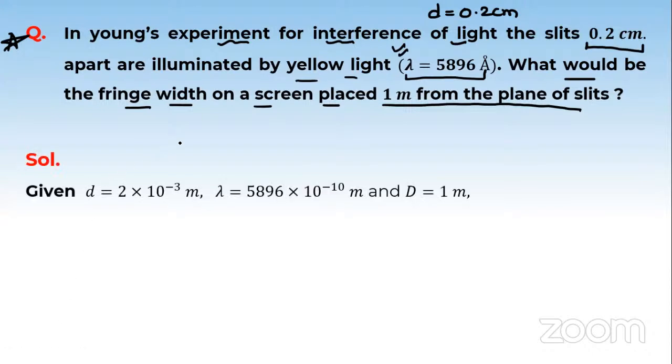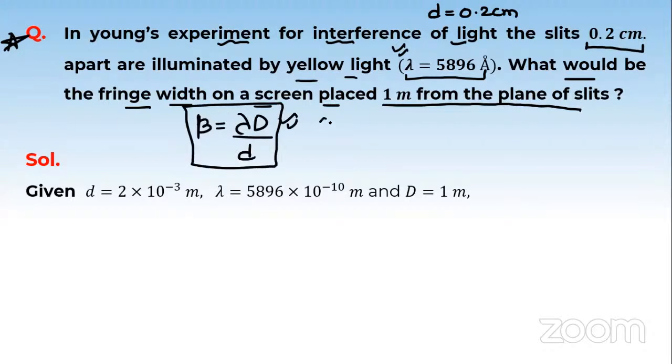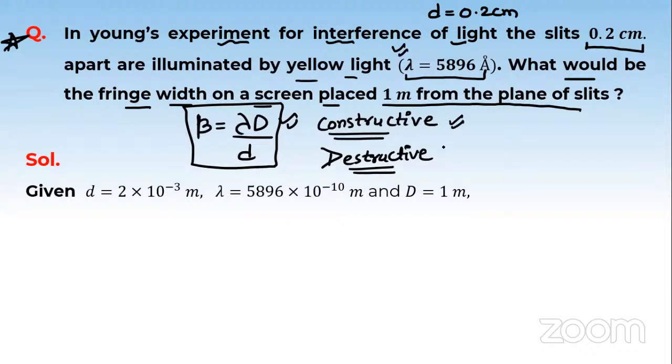See, fringe width, I told you the formula of the fringe width is lambda capital D by small d. This we have seen, no? It is the same, constant for constructive interference, and also the same for destructive interference. Constructive के लिए भी सेम है, destructive के लिए भी सेम.